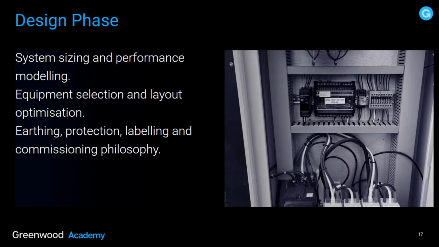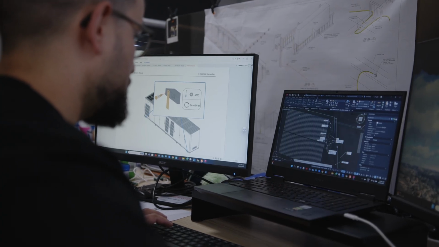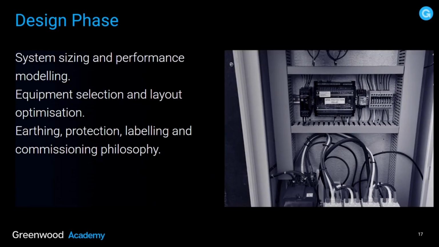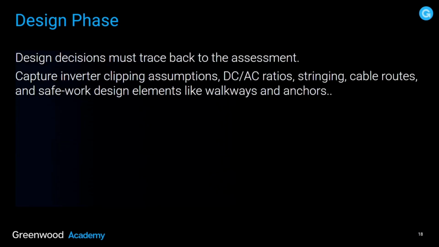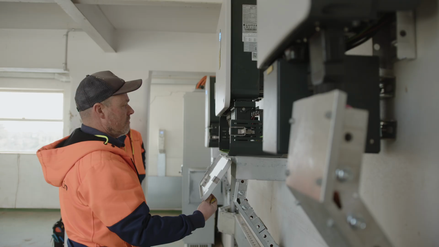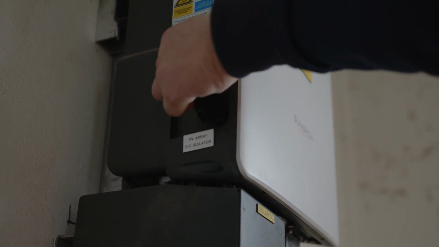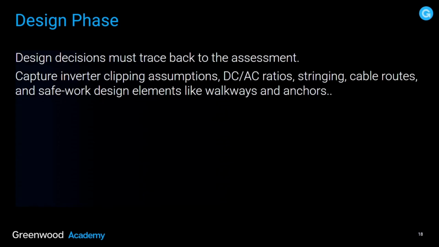Design phase. System sizing and performance modelling, equipment selection and layout optimisation, earthing, protection, labelling and commissioning philosophy. Design decisions must trace back to assessment, capture inverter clipping assumptions, DC-AC ratios, stringing, cable routes, and safe work design elements like walkways and anchors.